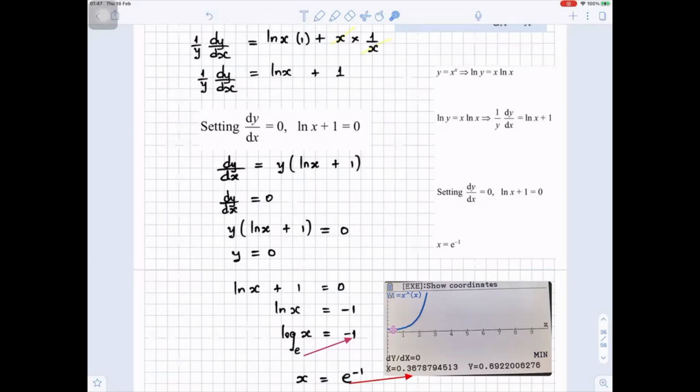If you put e to the minus 1 on your calculator, you get 0.367. And if you plot the graph, you find dy over dx equals 0 at the minimum point, you will get the same answer. That's a way to check your answer. So you can use the calculator to check that your answer, e to the minus 1, is correct.